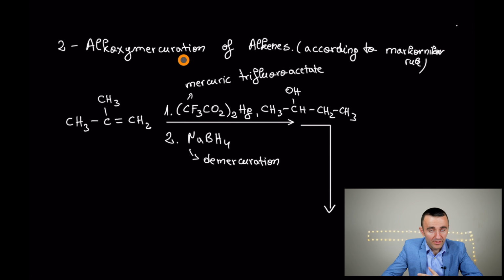Next one is similar, with alkenes. Alkoxymercuration of alkenes according to Markovnikov rule. So if we start from an alkene, we treat that with mercury trifluoroacetate, a typical compound, and if we react that with a secondary alcohol in this case, and demercurate that with sodium borohydride, you are going to yield a bulky substituted ether that is not possible to be done with the Williamson synthesis. So let's see the final product.